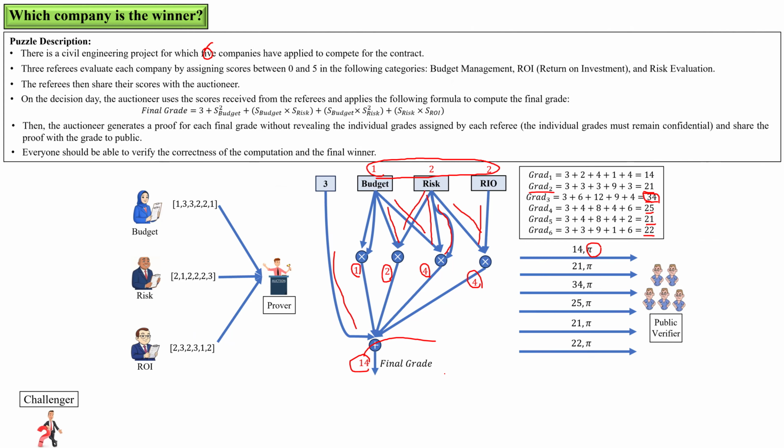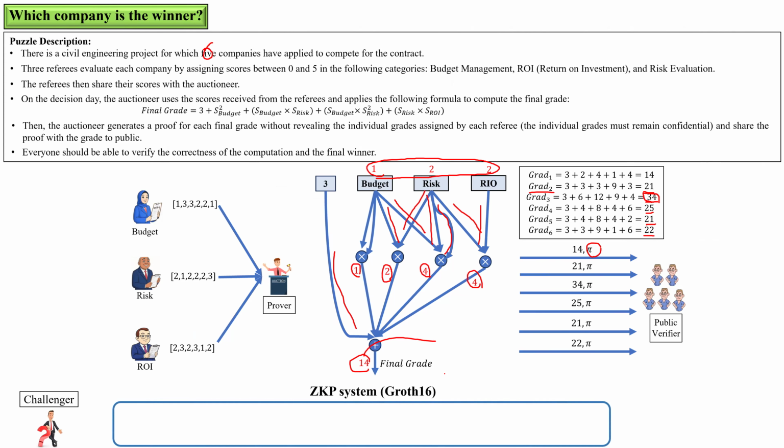Okay, we want to discuss how Groth16 allows to manage such a scenario. So the challenger actually defined this puzzle. So challenger described the scenario. So now we want to use a zero knowledge system, especially Groth16, to see how the puzzle could be given into Groth16, and then a proof is generated and finally verified by the public verifiers.